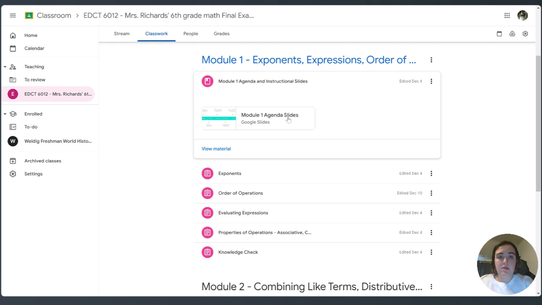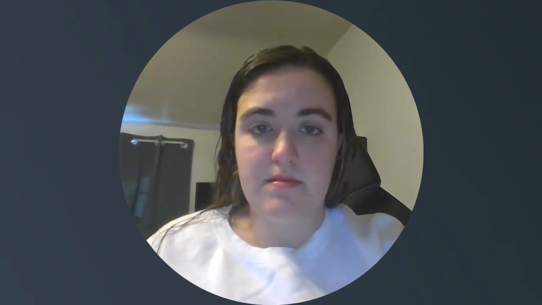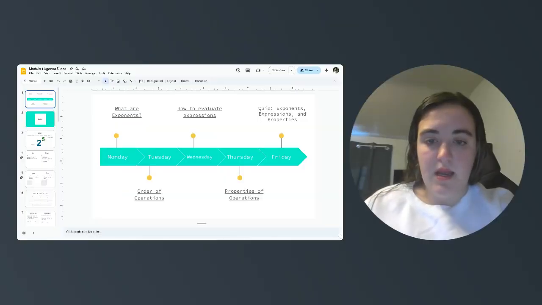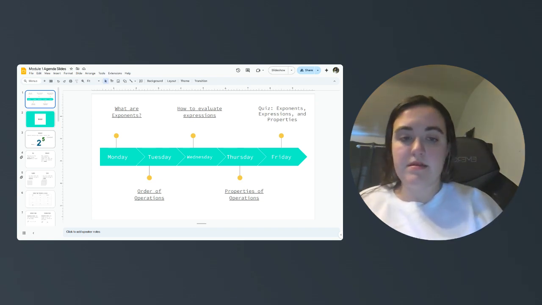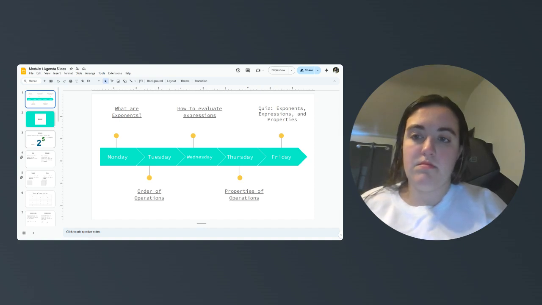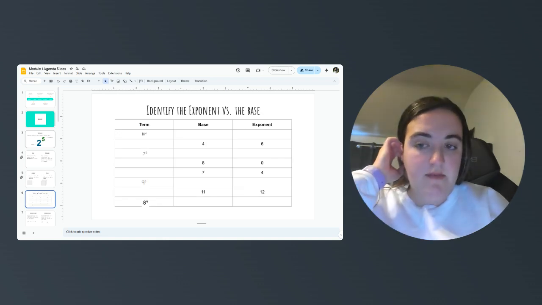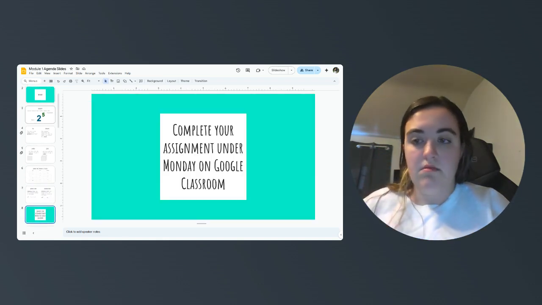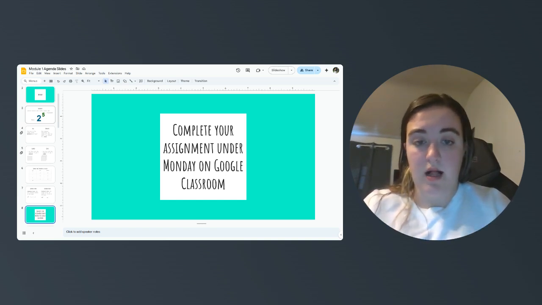agenda slides. And as you can see, these agenda slides take you through a similar pace to what you should be using during your time working on the modules. So it does have explanations for everything, what they should be doing, when they should stop and work on an assignment under the Google Classroom.